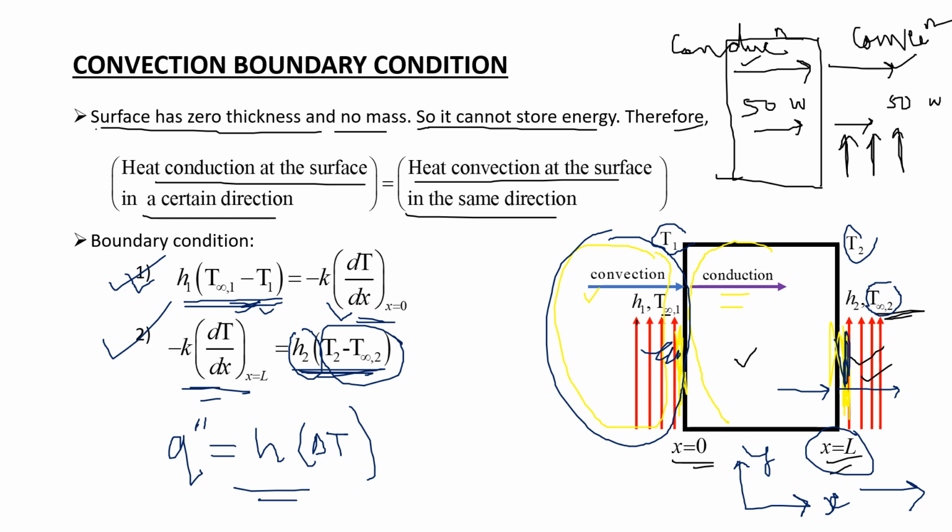So the flux due to conduction at x equal to L is equal to the flux due to convection at x equal to L. I hope these boundary conditions are clear.